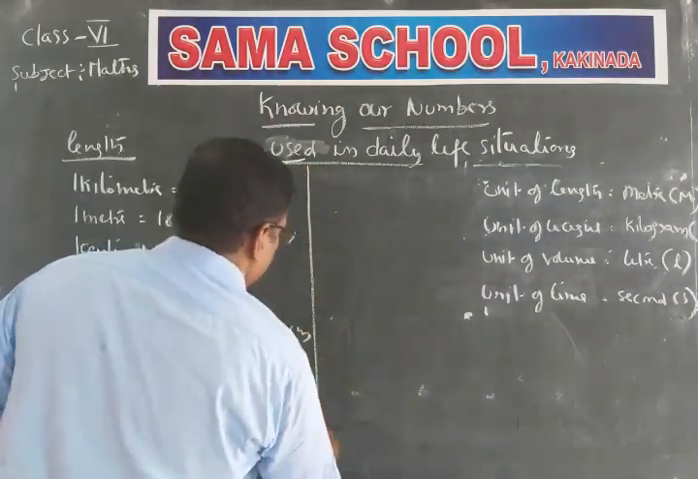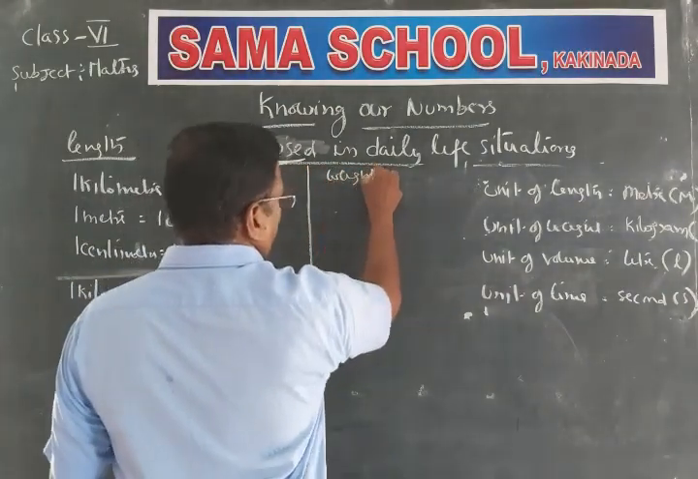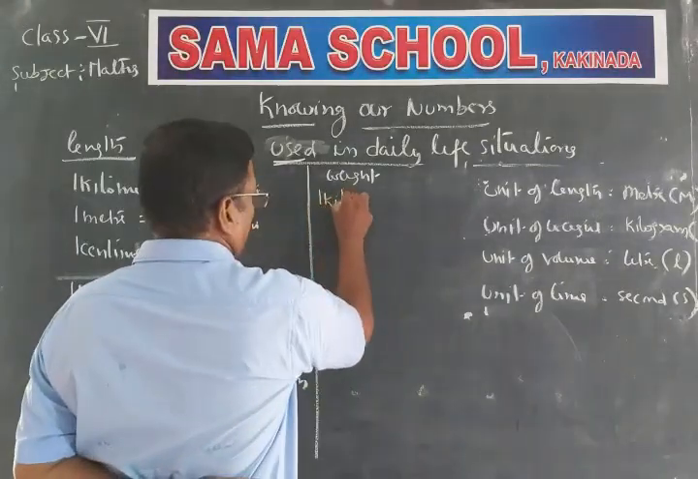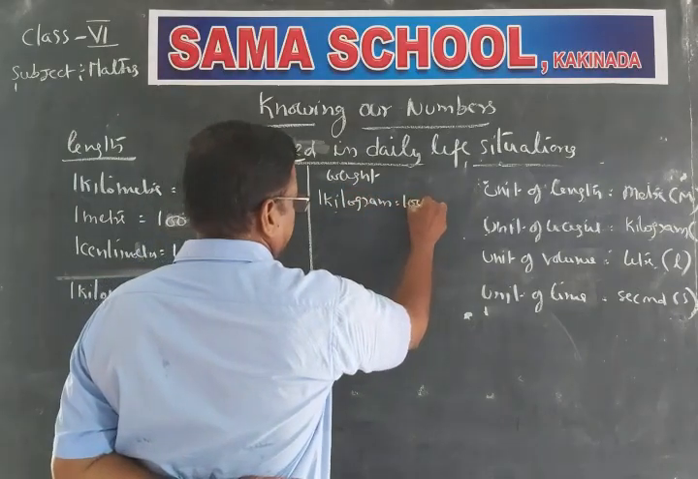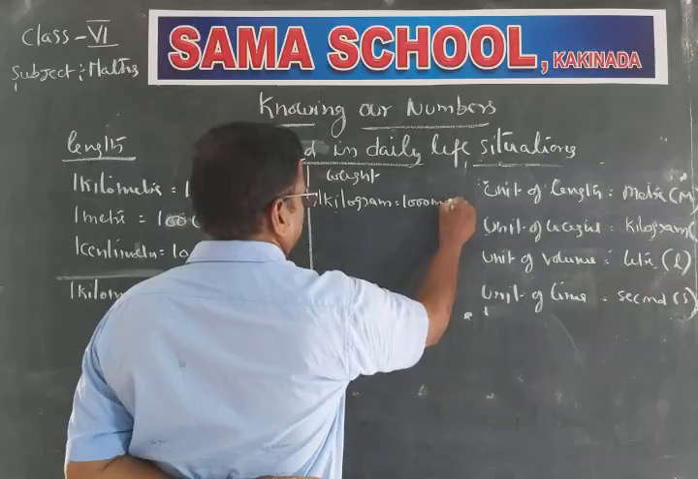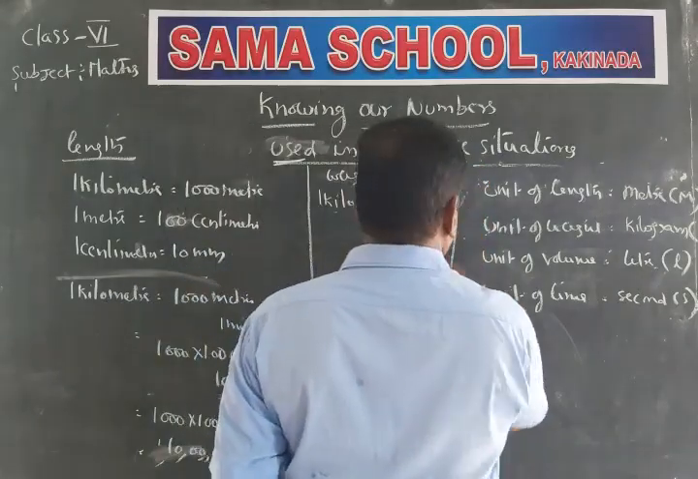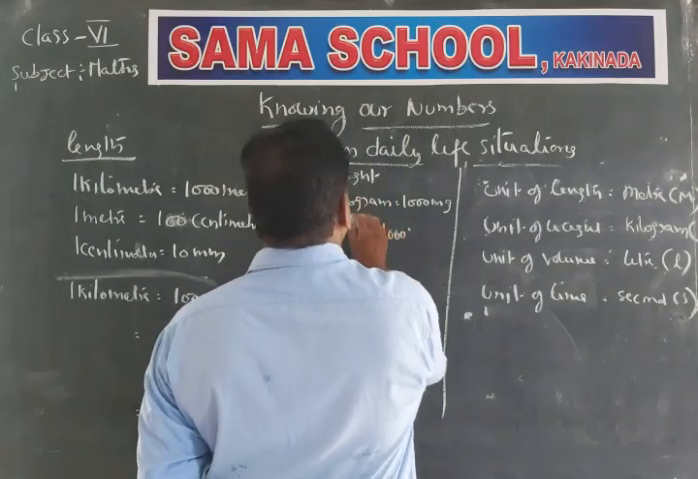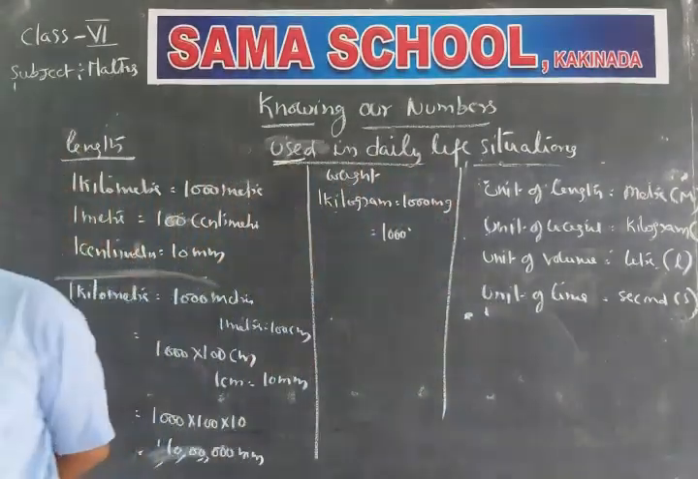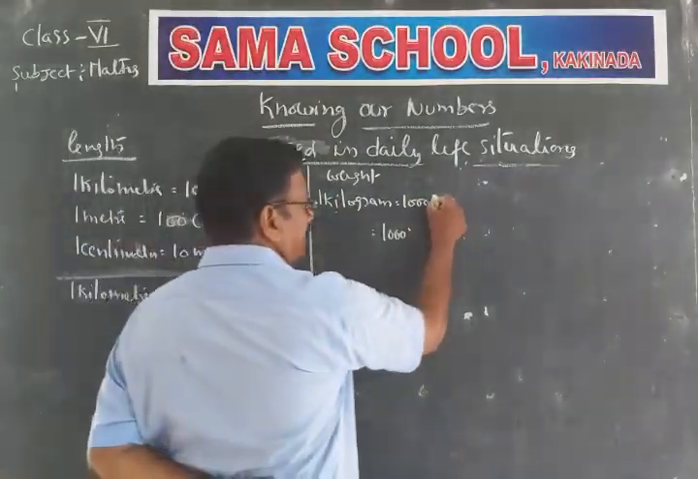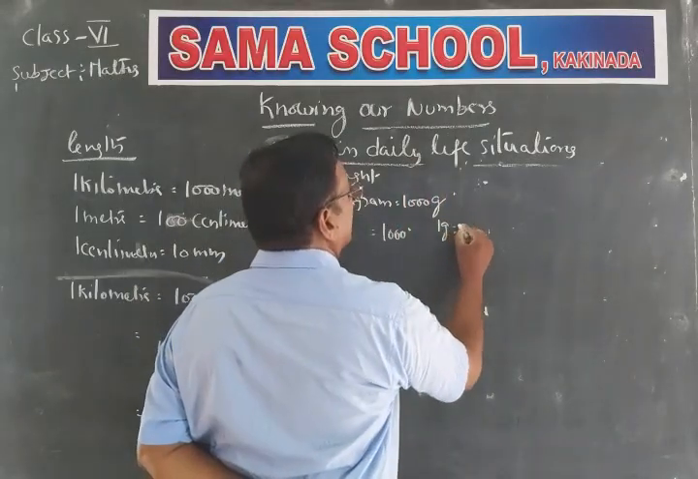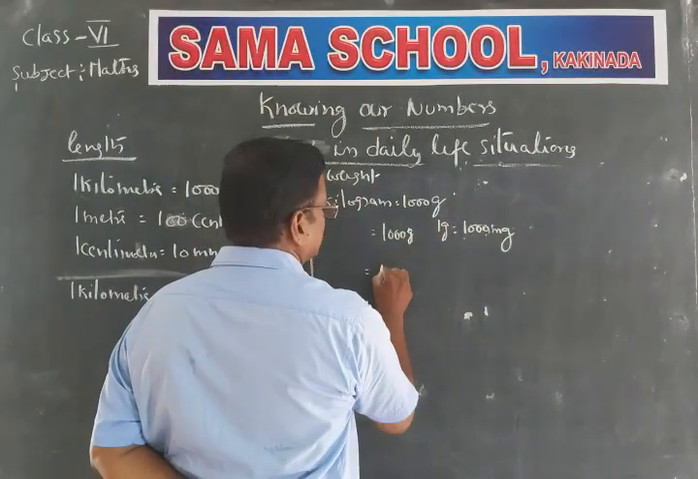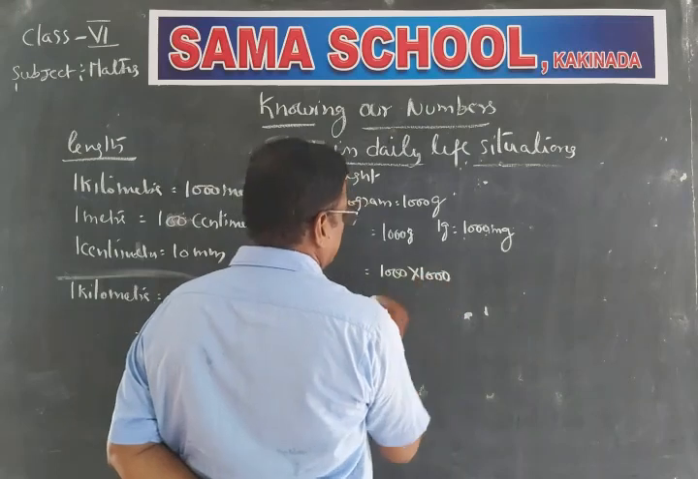Now the next one, weight. Convert 1 kilogram to how many milligrams? 1 kilogram is equal to 1000 grams. And 1 gram is equal to how many milligrams? 1000 milligrams. So 1000 into 1000.